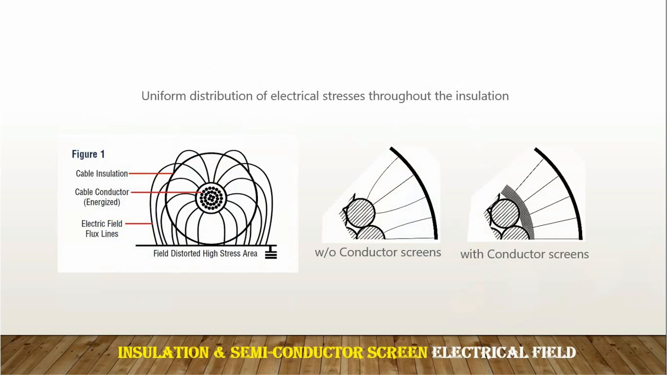We said that the presence of the conductor screen will make the electrical stresses uniform across the insulation, because if we don't have this conductor screen, the electric field will move freely, and there will be a concentration, where the electrical field will be concentrated in some areas and less in other areas. So we would like to make it uniform so that we have uniform stresses and reduce the possibilities of failures or heat spots and so on.